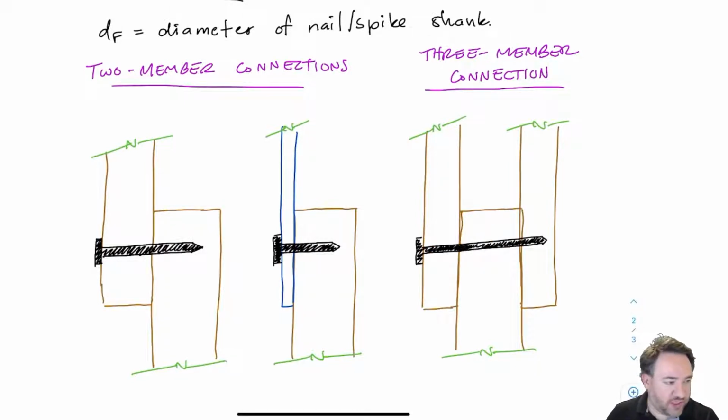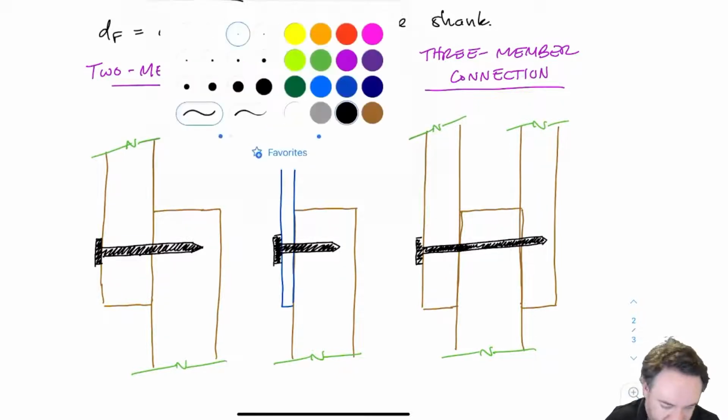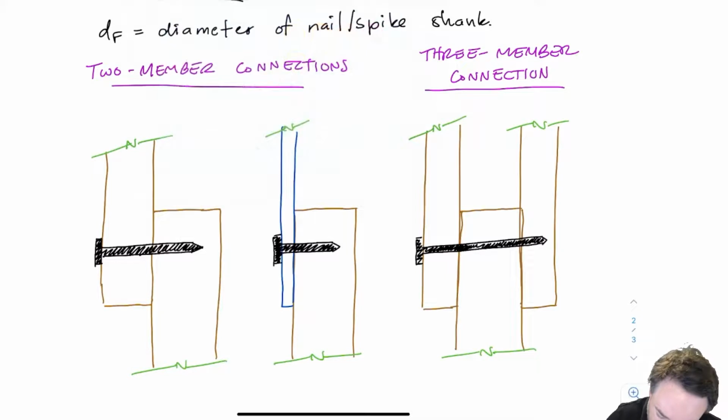Okay, so here are three different types of timber connections. On the left, I have two different two-member connections. One where I have a piece of wood nailed to another piece of wood, and the second one where I have a piece of steel nailed to another piece of wood. I'll hatch that to show that it's steel.